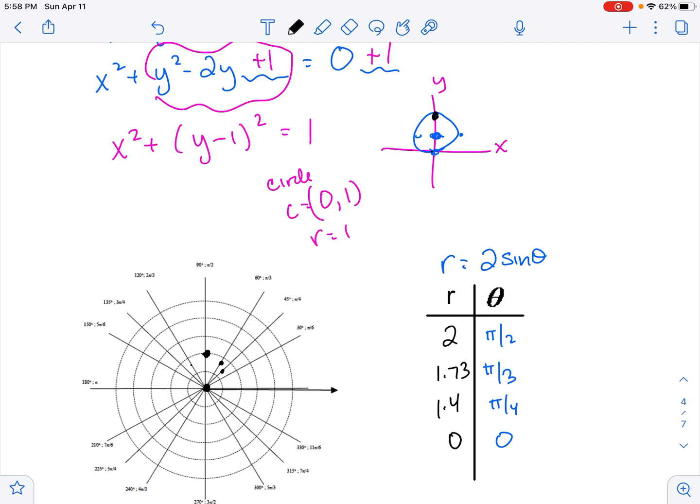If I want to get a point over here, I can plug in points, but I know that those values are going to end up being somewhere over there. So we could plug in more points, but we know we've got a circle here centered at the point, what we would consider in rectangular, 0, 1. In this case, it would be pi over 2, 1 would be my center. But we've got that circle on the top half of the polar axis.